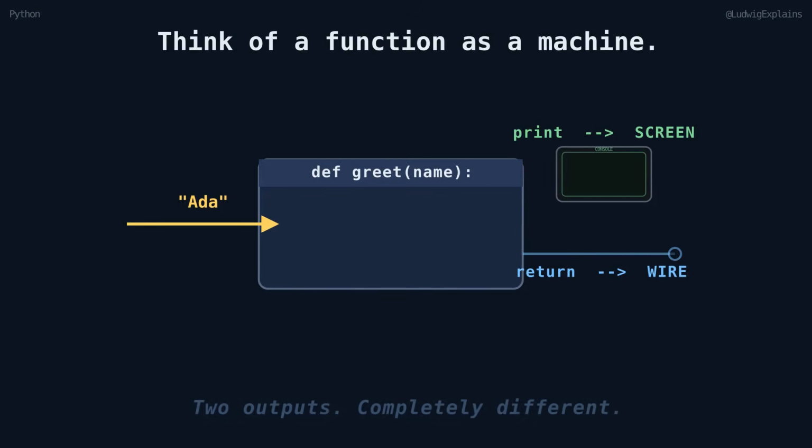Don't think of a function as code. Think of it as a machine, a box. Inputs go in, and the box has two completely different ways to send things out. Two output channels. Once you see them as separate, the whole confusion disappears.